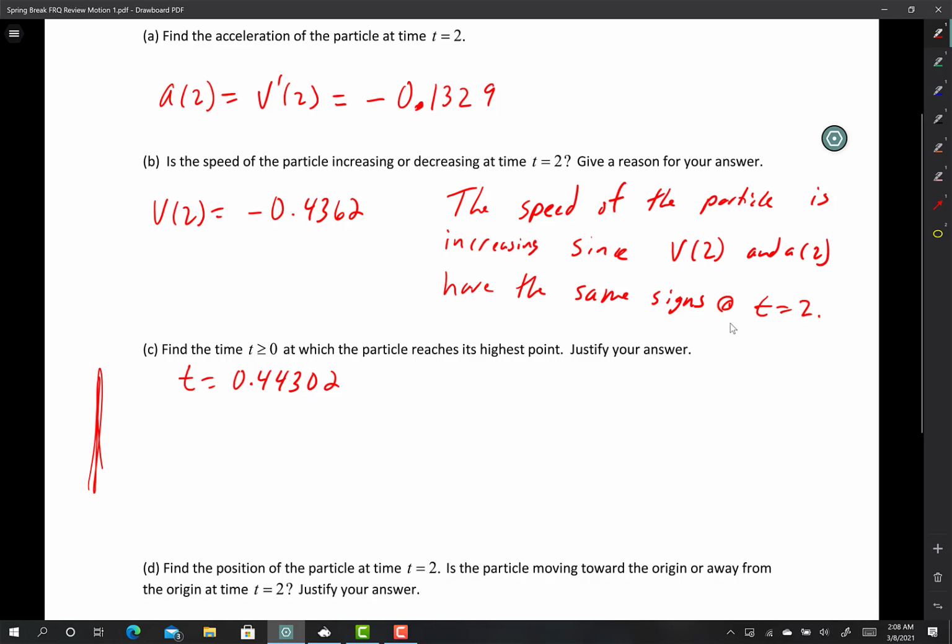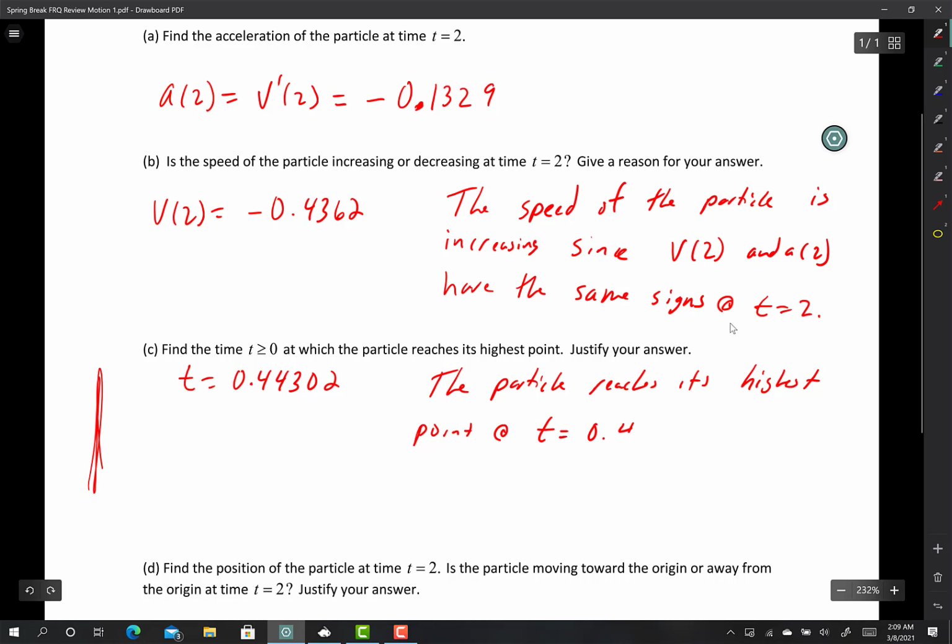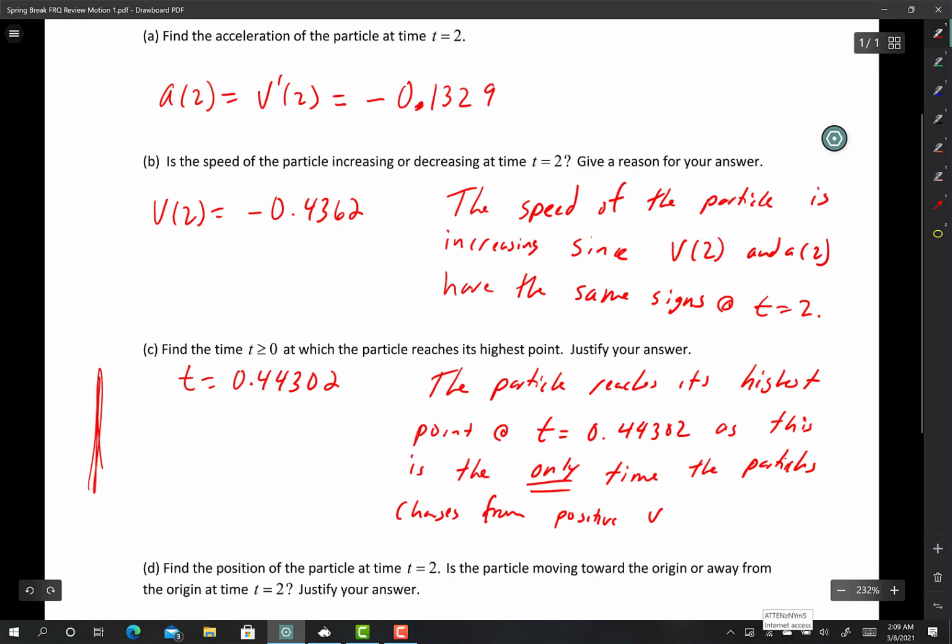So I'm going to go ahead and start writing a sentence here. The particle reaches its highest point at t equals 0.44302, as this is the only time the particle changes from positive velocity to negative velocity; indicating this must be a max or highest point.